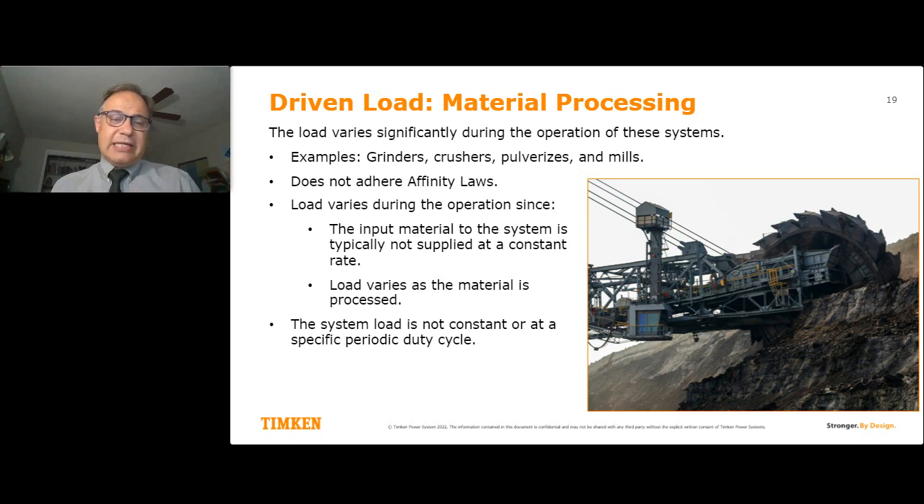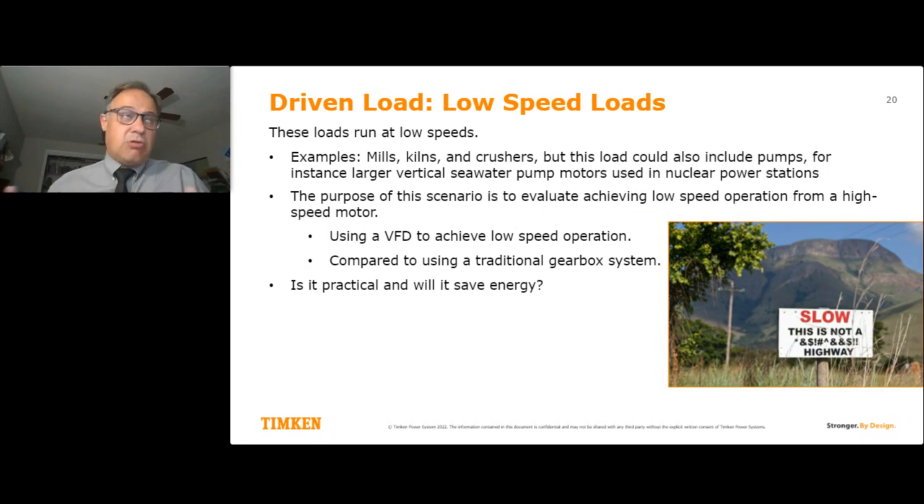And the last one we're going to look at is a low speed load. Low speed being less than 1,000 RPM. This is typical of mills, kilns, crushers, loads.